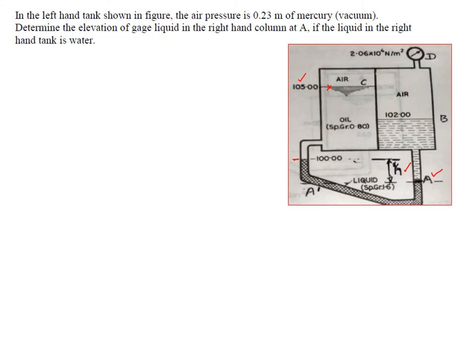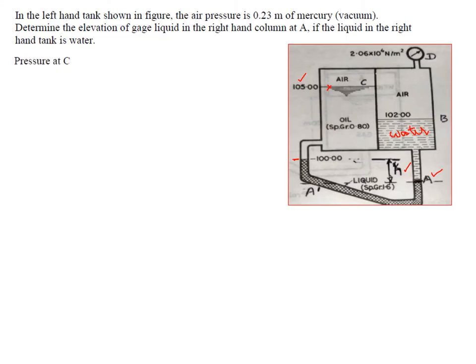So this is if the liquid in the right hand tank is water, so this is water. So specific gravity is, from 102 to 100 it is water. Again for H meter on the right hand side is water. From A onwards the gauge liquid will start, up to 100. So therefore whenever you write, the proper specific weight should be taken.